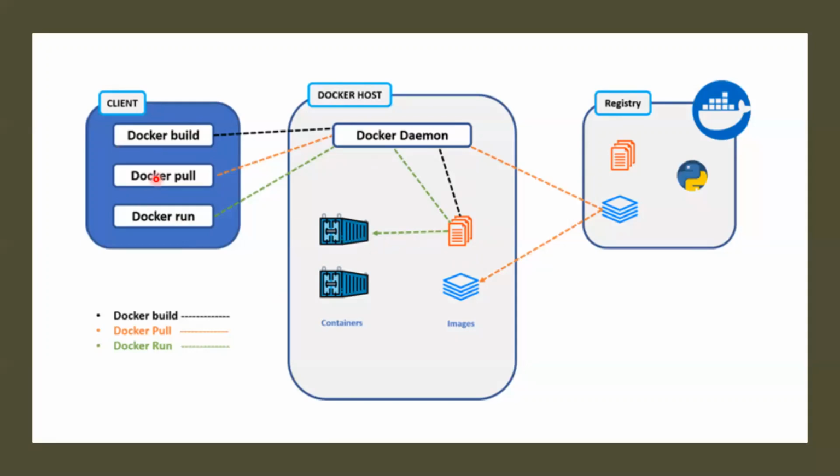Next, Docker pull. Docker pull is used when you have an image in a repository, like GitHub or something. You run this command, where the Docker daemon speaks to the registry and pulls that particular image into the Docker daemon. And if you want to run this image, you need to use the Docker run command so that it will be created into containers. Hope everyone got it properly.